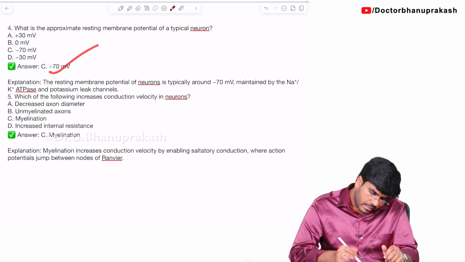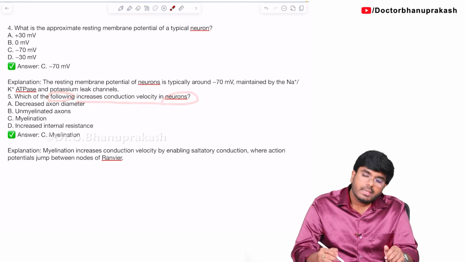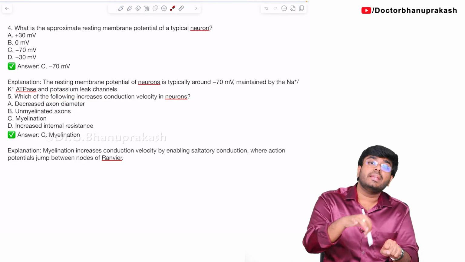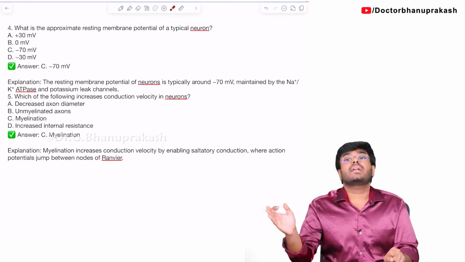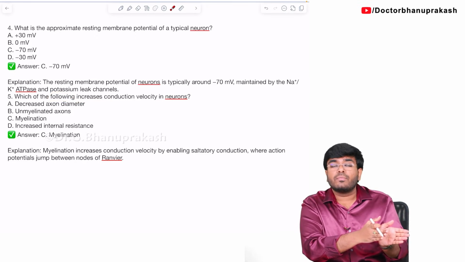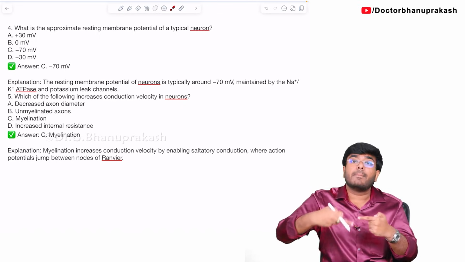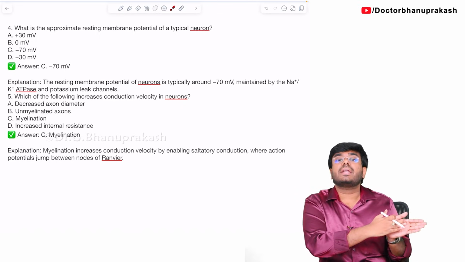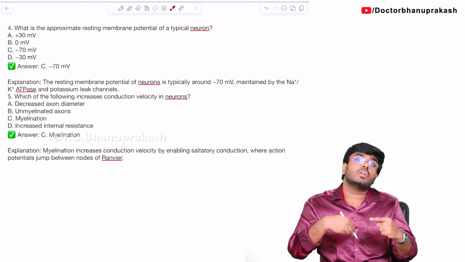Next, which of the following increases the conduction velocity of the neurons? If the neuron is highly myelinated, it will help in faster conduction. The electricity will flow quickly. The higher the insulation, the higher the myelination, the higher the conduction velocity. So conduction velocity depends on the myelination.